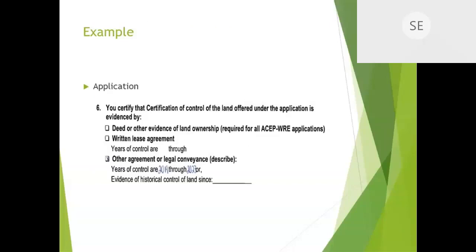So the actual example that I'd show you that's filled in here, go back to that application, question 6. It's as easy as that person writing in those years of control at the time when they fill out that application, that's self-certifying at that point.